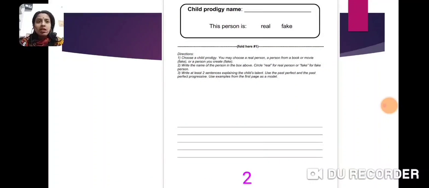So here I am going to distribute this worksheet to you. You have to mention a child prodigy, his or her name. Then there is a choice. You can select a fake or a real person. A fake person can be from movies or TV shows or from books which you might have read, and it is compulsory for you to write at least 2 sentences explaining the child's talent.